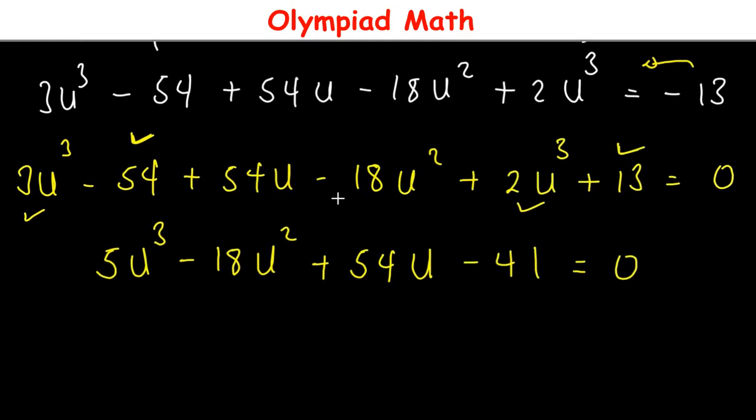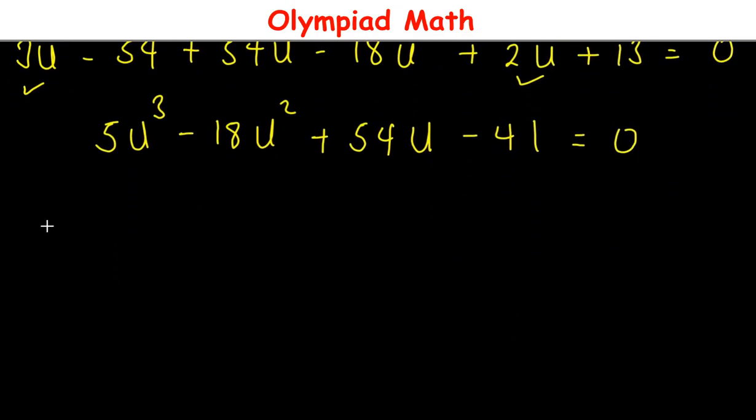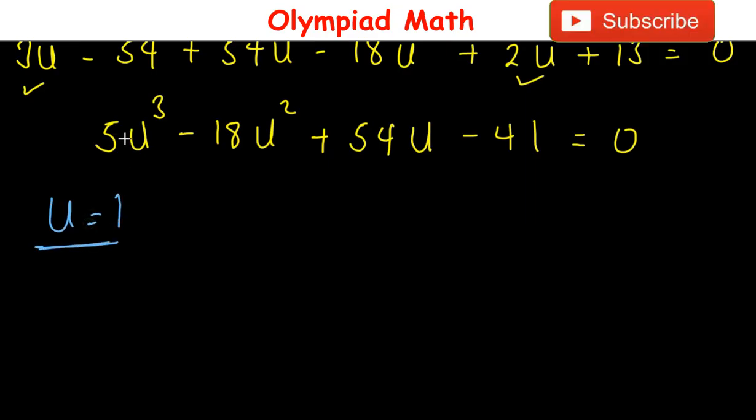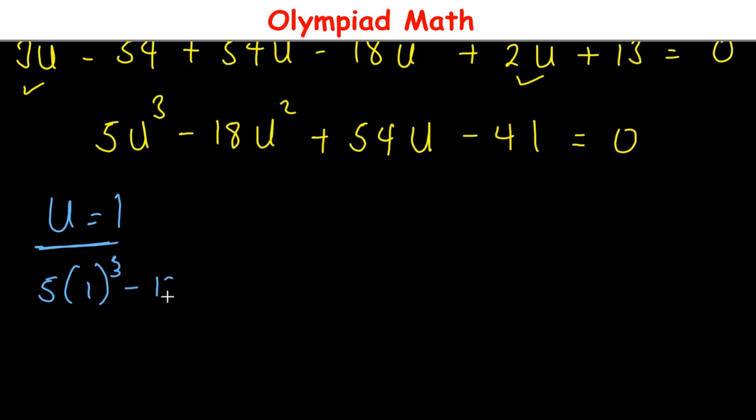So with this right here, we are going to assume that u equals 1 is a solution. Now let us test this. We have 5 into bracket 1 to the power of 3, minus 18 into bracket 1 to the power of 2, plus 54 into bracket 1, minus 41. Will this equal 0?